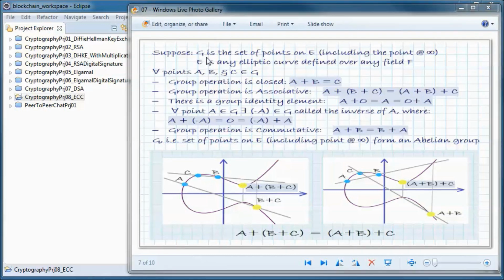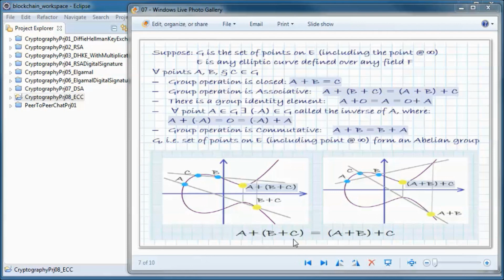Now suppose that G is a set of points on E, including the point at infinity, and E is any elliptic curve defined over any field F. Now for all points A, B, and C in G, the group operation is closed, meaning A plus B is equal to C, and they are all in G. And the group operation is associative, so (A plus B) plus C is equal to A plus (B plus C), and we prove it here.